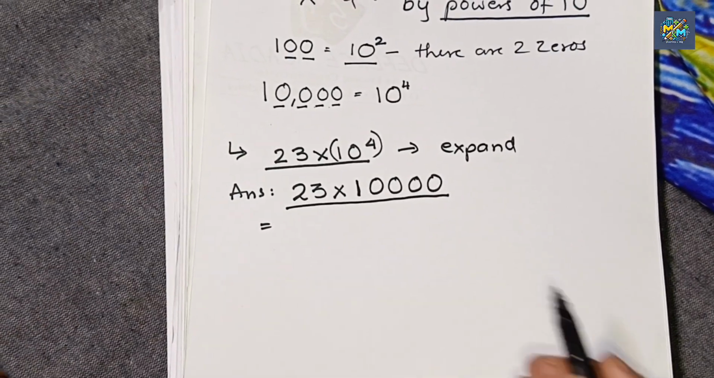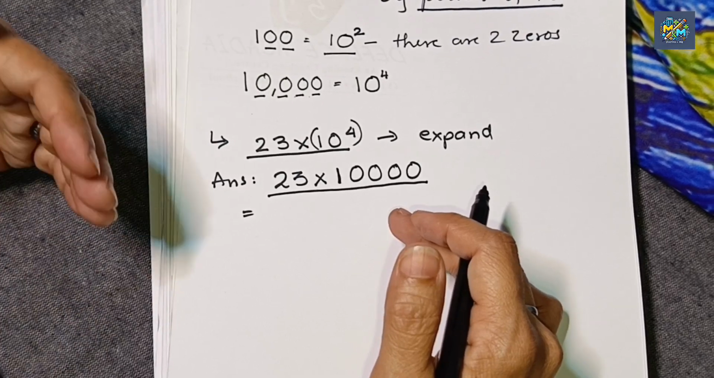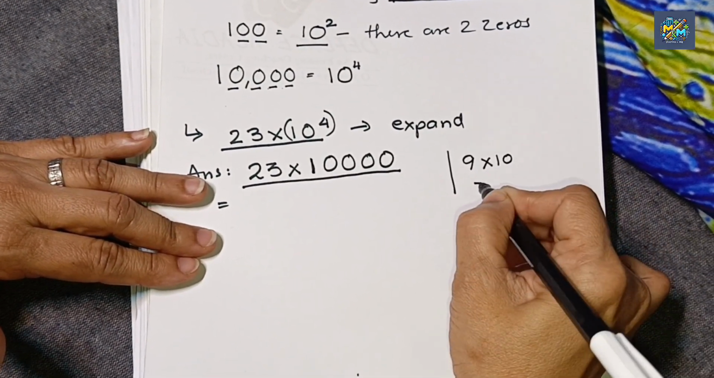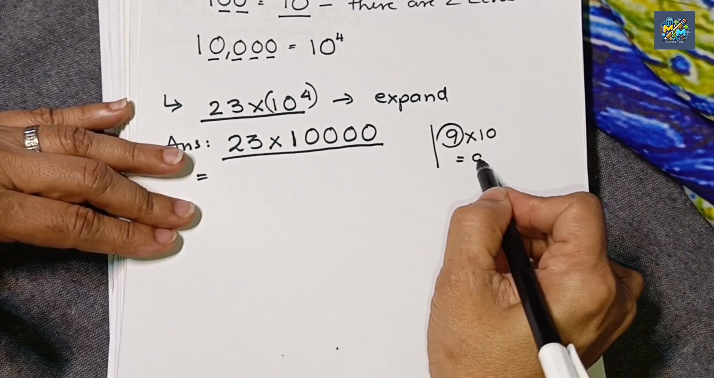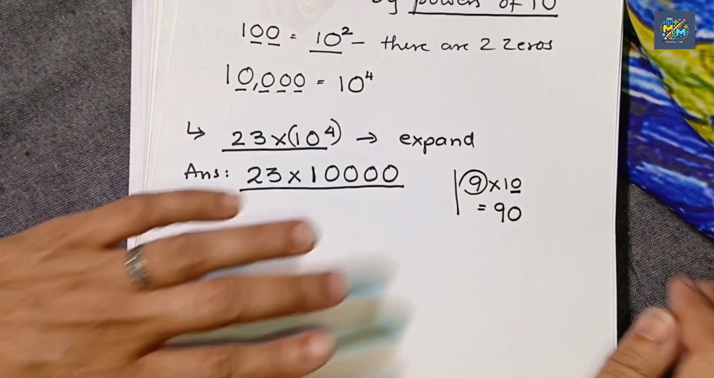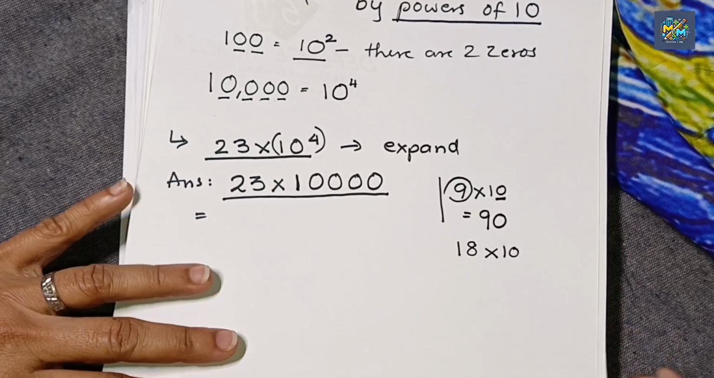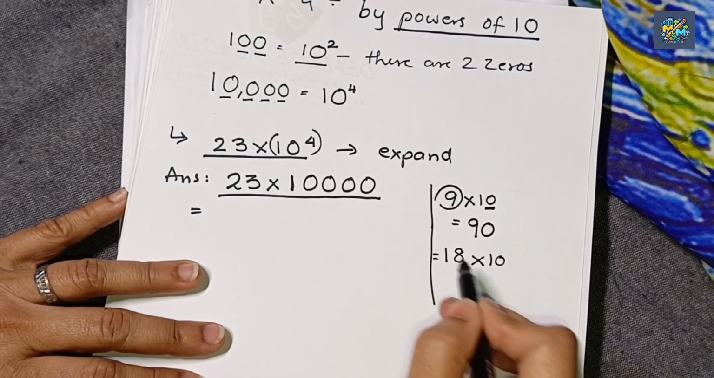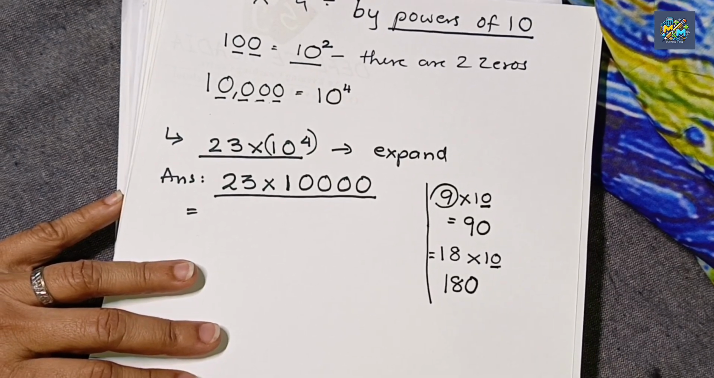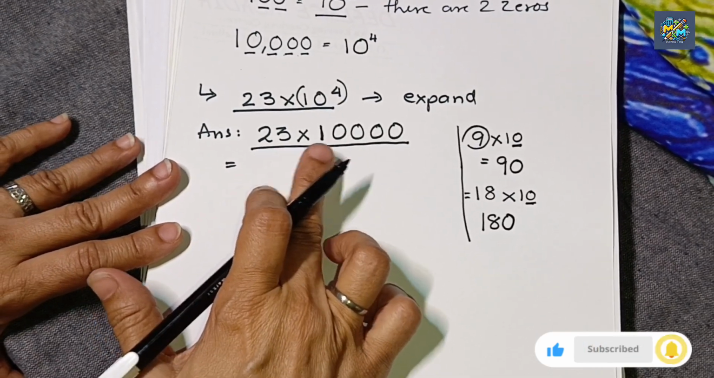So this is how I have done the first step, and after this it is very simple. See, if we take any number multiplied by 10, let's assume 9 multiplied by 10, I write the number and then I write the zero. So 9 times 10 is 90. If I say 18 multiplied by 10, what will be my answer? 18 stays as 18 and I add this 0, so my answer is going to be 180.